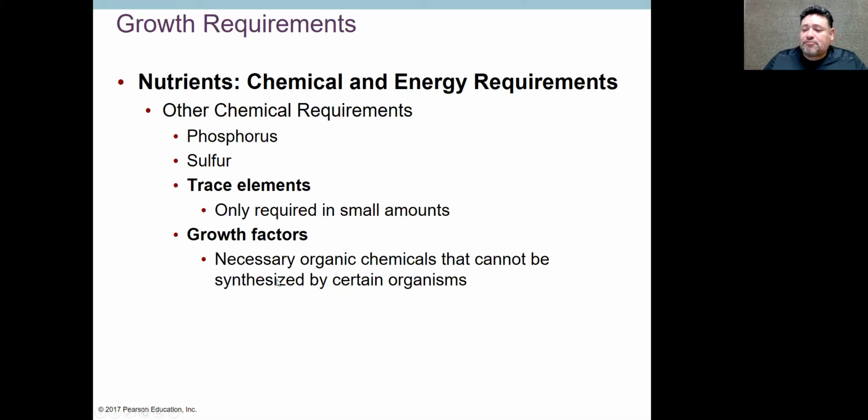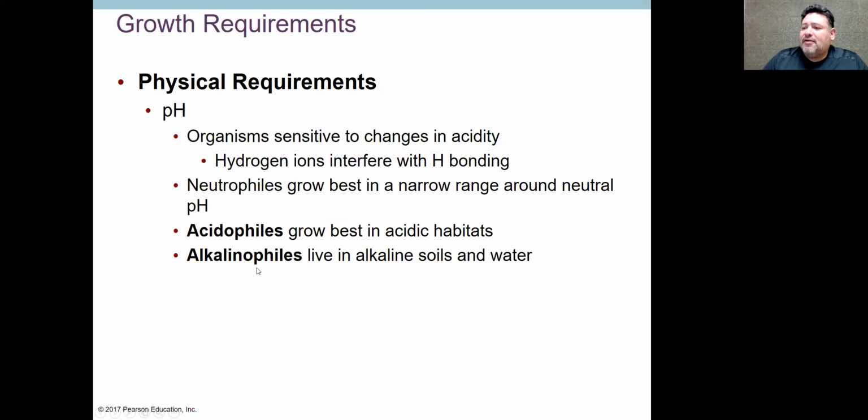Growth factors. We consider growth factors any large molecule that is a necessary precursor to life. This could be vitamins. It could be shuttles such as NAD or FAD. It could be lipid arms that are cofactors and enzymes. So any large molecule that is organic, carbon containing, and an essential precursor to life is called a growth factor.